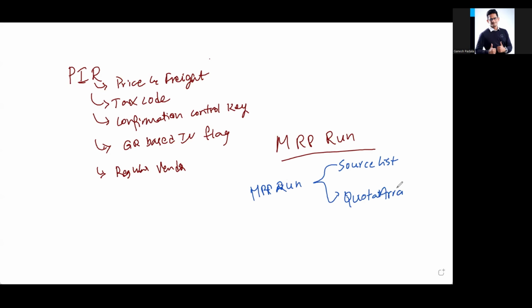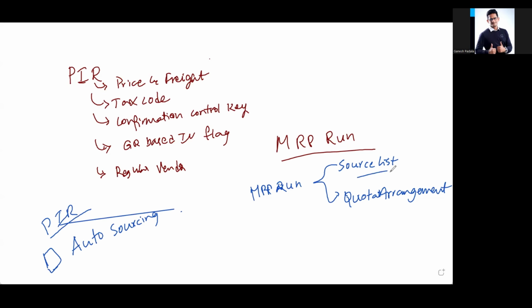Now in S4 HANA, SAP has introduced a new field called auto sourcing. The auto sourcing checkbox is introduced in the PIR. By using this, we can avoid source list creation. If you are using only a single source of supply, a single vendor, that you want to fix in the source list, then for the MRP run with this flag, we can avoid the source list. But the source list can still be used for maintaining multiple sources of supply.